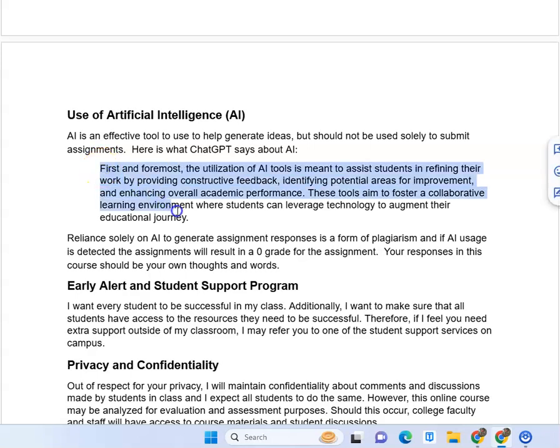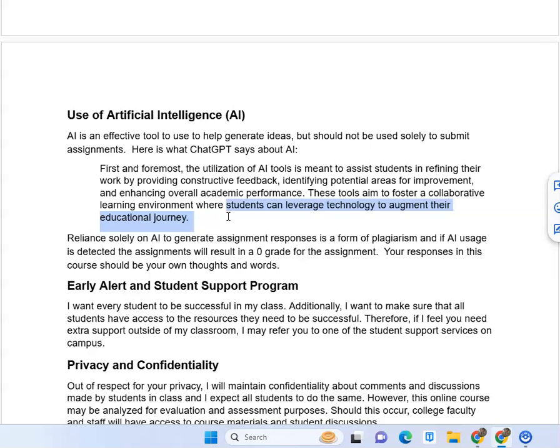This is what I asked AI to tell me about itself. I used AI to generate this, and this is what AI said about it. It's a tool to assist students, right? It's collaborative. This last thing: students can leverage technology to augment their educational journeys. Do you use that kind of language in your everyday writing? Would you say augment your educational journey? No, there's a certain language of AI that comes around that, so it's very easy to see now.